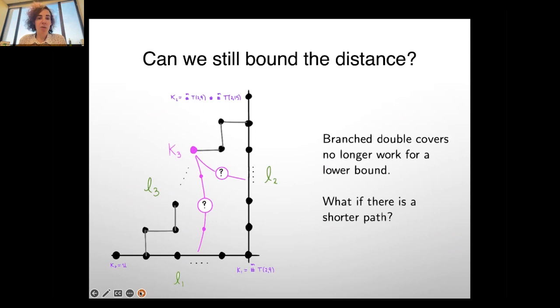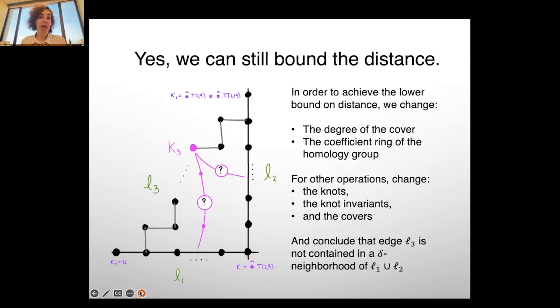Can we do it with the existing strategy using branch double covers? No. Unfortunately, branch double covers didn't work. A priori, there could be some sort of shorter path, not necessarily through torus knots or connect sums of torus knots, but just through some other arbitrary knots that put K3 close to edge L1 or L2. In order to make it work, we have to change how we're getting our bounds. So to do that, we change the degree of the cover, we change the coefficient ring of the homology group.